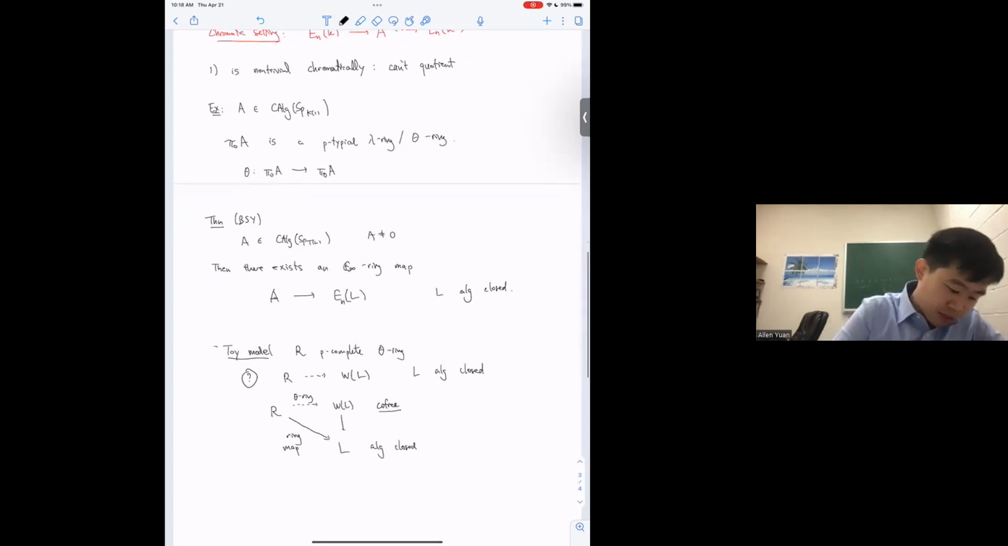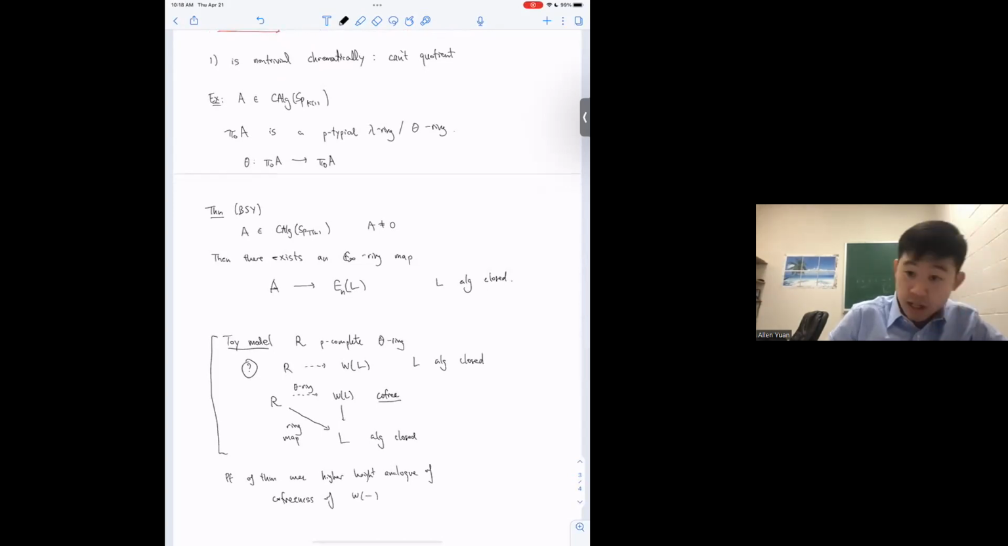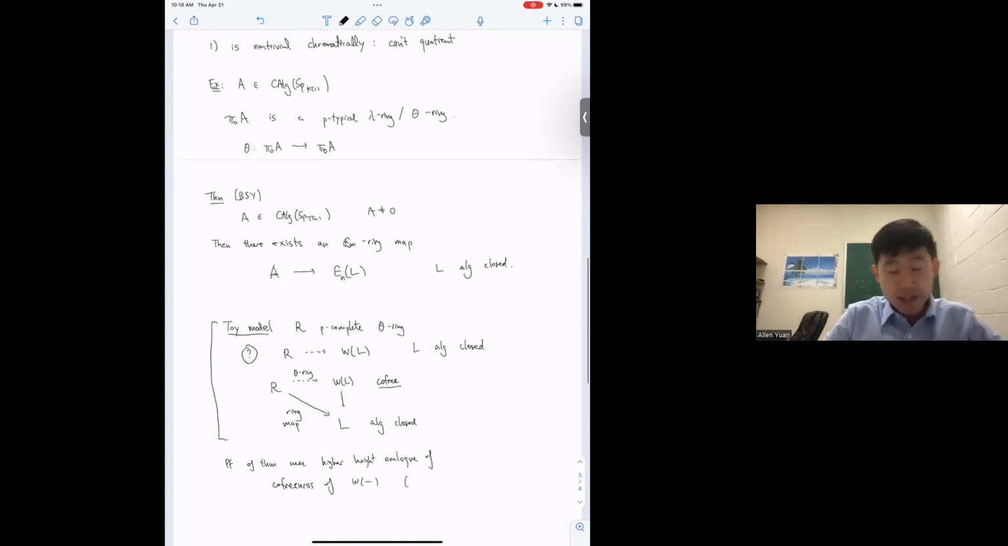And so this is a toy model of what's going on in that theorem. And indeed, the proof of the theorem uses a higher height analog of this co-freeness statement for the Witt vectors. This higher height analog involves the power operation algebras of Rezk, and this co-freeness statement was known independently by Rezk as well.